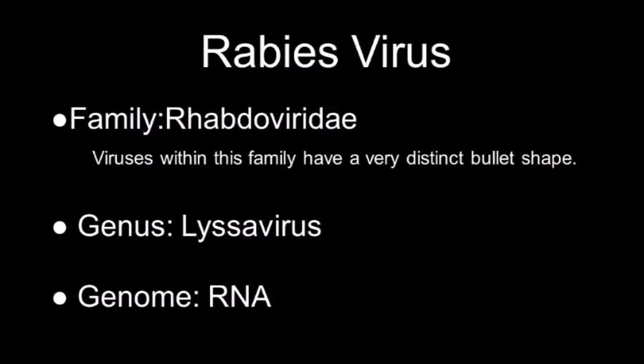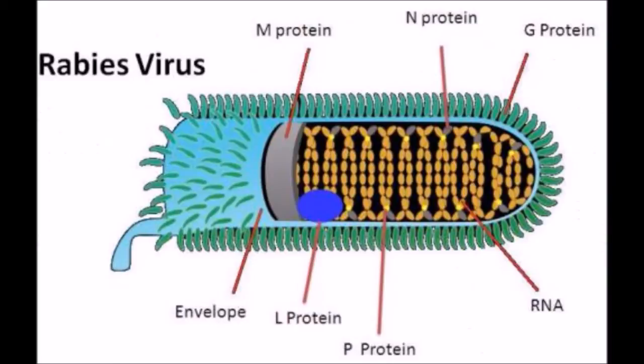Its genome is RNA, and one of the main differences between DNA and RNA genomes is that RNA viruses will attach to the host cell and then fuse with the endosome membrane and release their nucleocapsids into the cytoplasm of the host cell, while the DNA viruses pass their DNA directly into the nucleus of the host cell. So that is one major difference between the two.